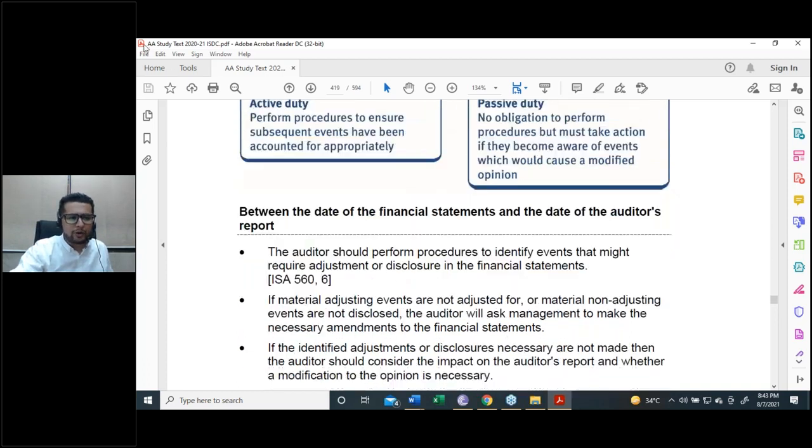Is this clear up to this point? Are you clear with subsequent events? Are you clear?